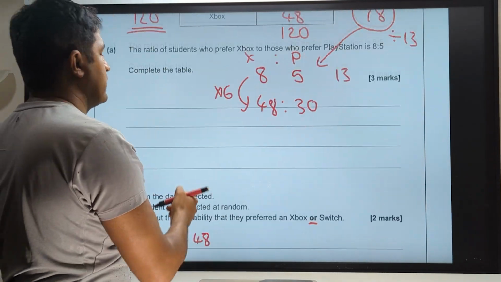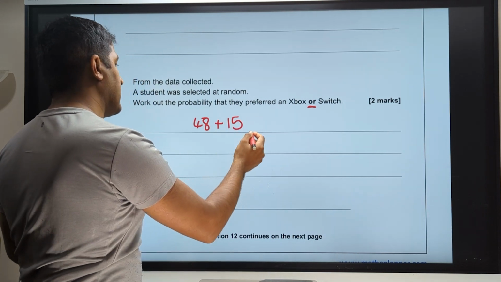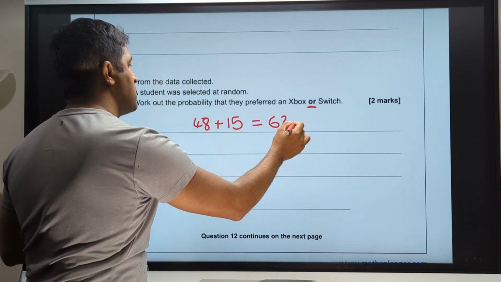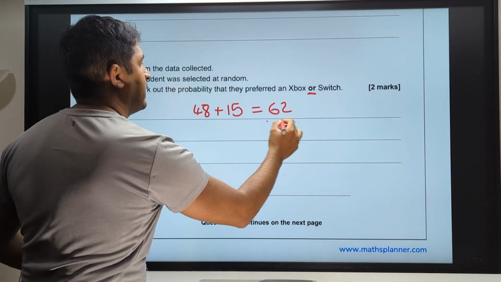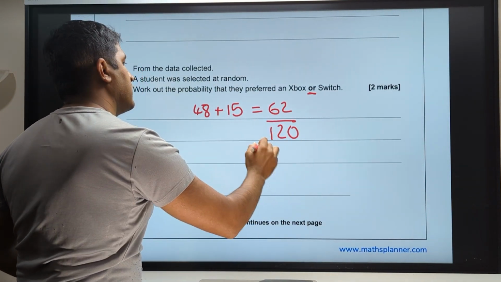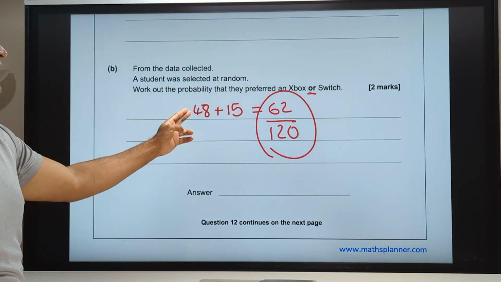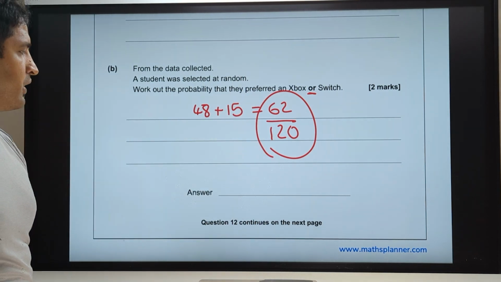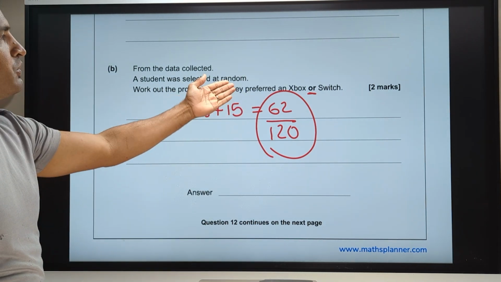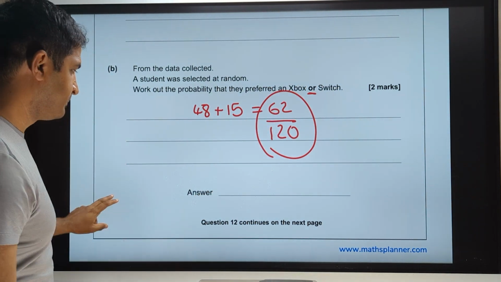Okay, so Switch is 15. So we're adding that on. 48 add 15 will give you 63, and 63 out of 120. So that's the probability of someone who prefers Xbox or Switch. So 63 would have chosen either Xbox or Switch out of 120.